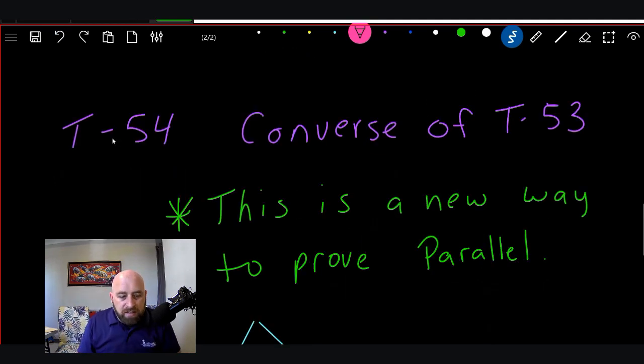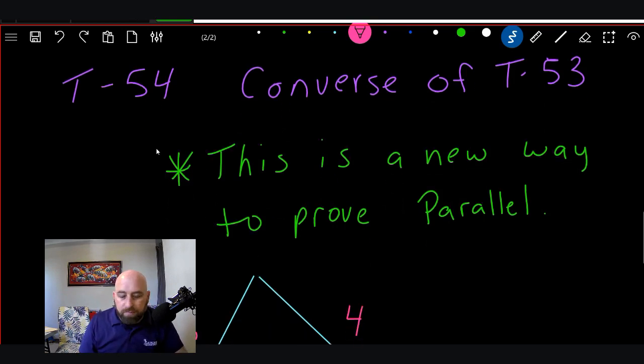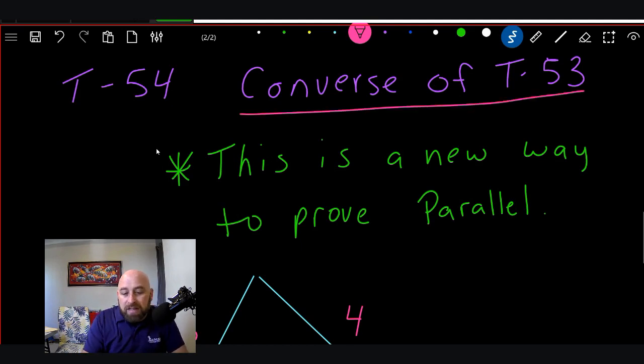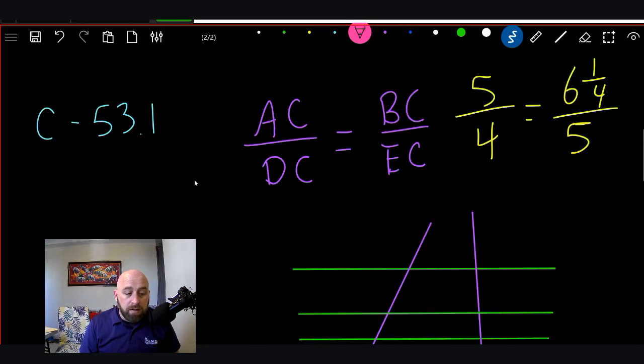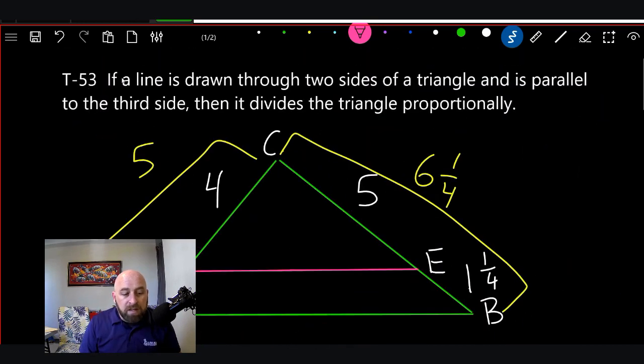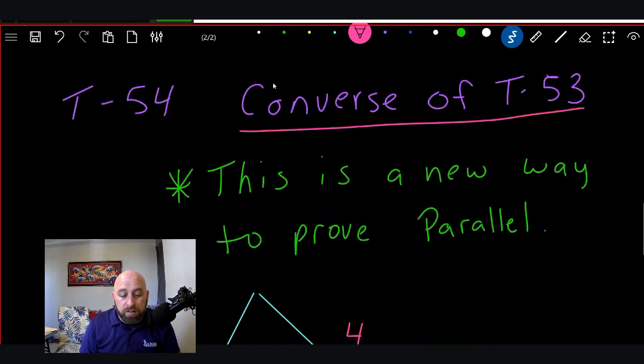All right, last thing for this lesson is Theorem 54. Theorem 54 is on page 198. And Theorem 54, all I wrote here is that it is the converse of Theorem 53. What does that mean? Well, it's the opposite of it. So what was Theorem 53? Well, let's go back and look at it. It's right here. If a line is drawn through two sides of a triangle and is parallel to the third side, then it divides the triangle proportionally.